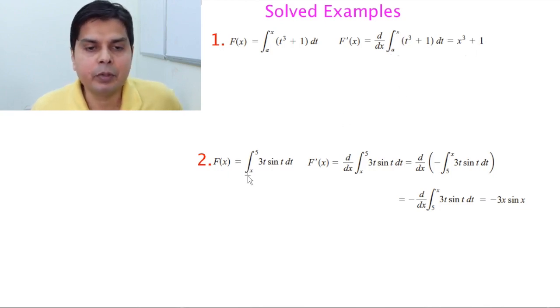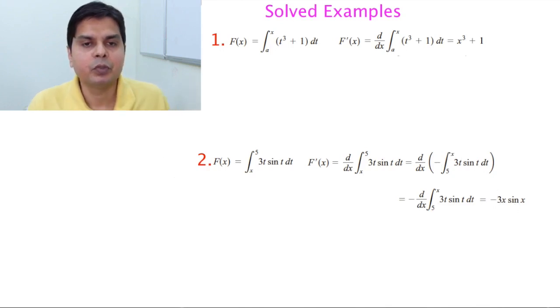Let's take the second example. This integral is from x to 5. Now you see there is a catch here. I have used my fundamental theorem with the lower limit a and the upper limit x. But here the lower limit is x, but there is nothing to worry. I can interchange the limits and take a minus sign. So this will become d by dx of minus the integral from 5 to x. Now I can use the fundamental theorem on this. The minus will come out, and the integral from 5 to x will give minus 3x sin x. So this is the second example.